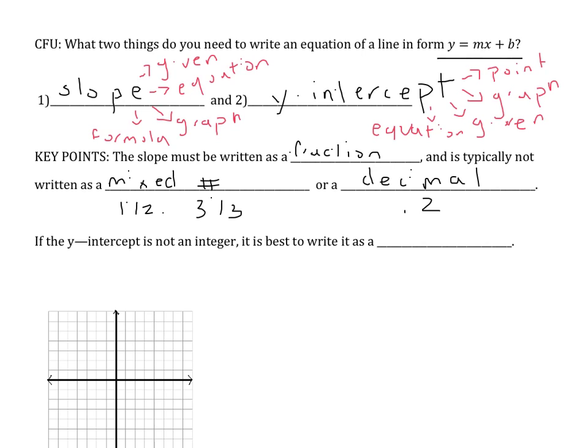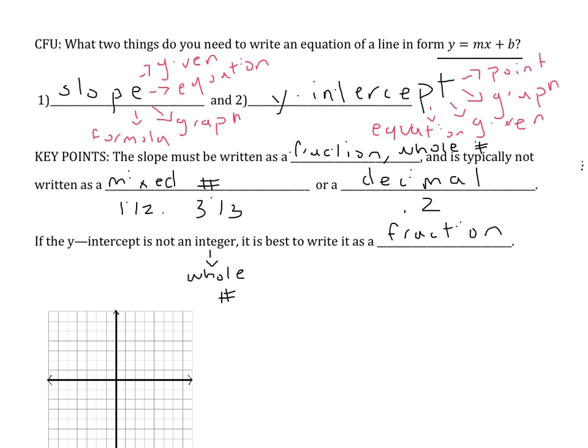So the slope must be written as a fraction, or, actually let's add this up here, a fraction or a whole number. Okay, either one is fine, a fraction or a whole number. So when it is a fraction, if it can't be a mixed number, it's going to be an improper fraction or a proper fraction. The y-intercept, if the y-intercept is not an integer, remember, and by integer we mean a whole number. If the y-intercept is not an integer, it is best to write it as a fraction.